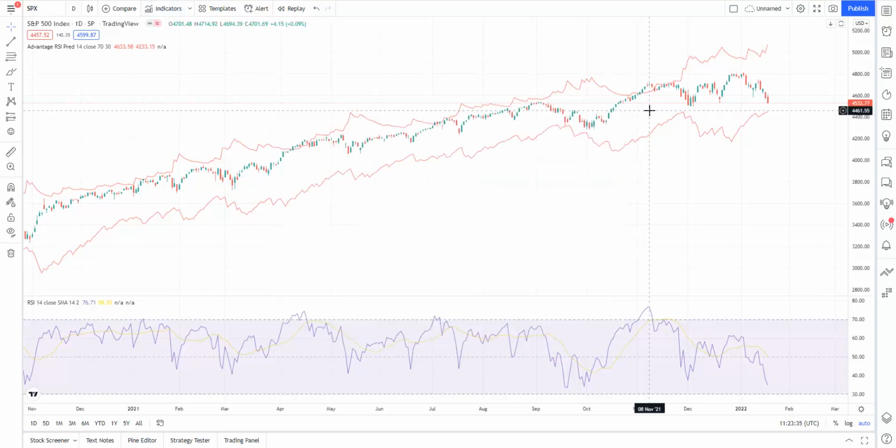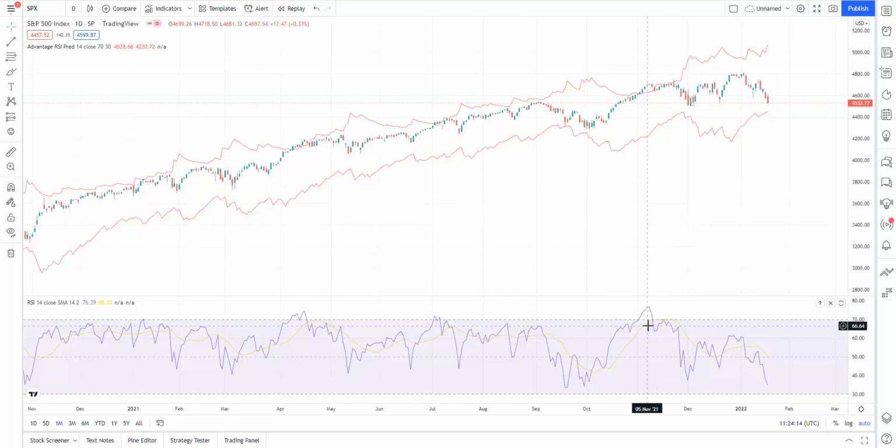You can see two lines. The upper line is based on 70 points RSI, and the lower line is based on 30 points. So if the close drops to the bottom line, the RSI will be 30. If close will reach the upper boundary, then the RSI will be 70. Let's check if the calculations are correct.